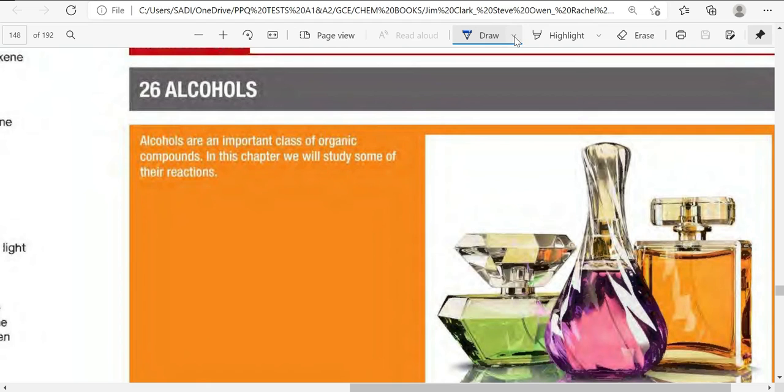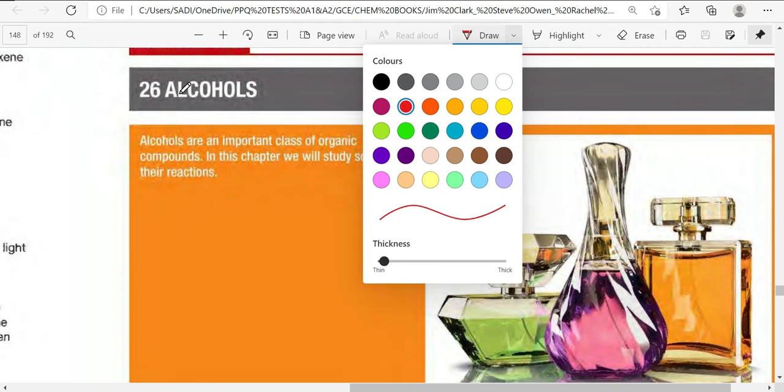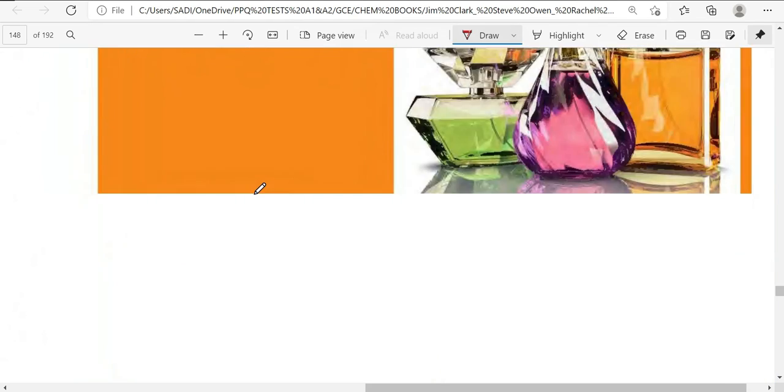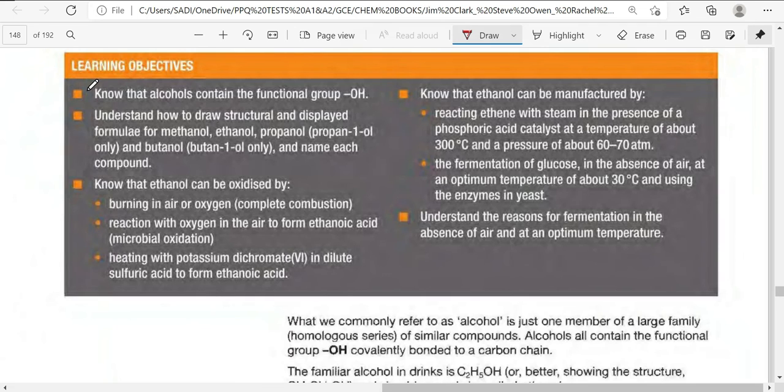I told you about that. Alcohol is what we are studying right now, and we are moving to the objectives. The alcohol contains the OH group, already discussed. Understand how to draw the structure and displayed formula of methanol, ethanol, propan-1-ol only, and butan-1-ol, and name each compound. It can be 2-ol, 3-ol also, okay? They're saying only this one you should know, but they can ask about it.